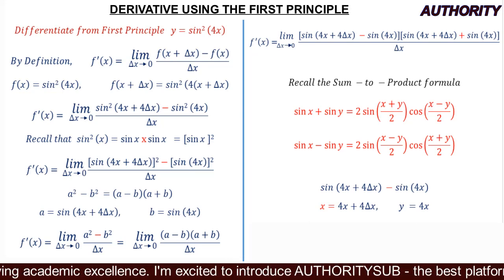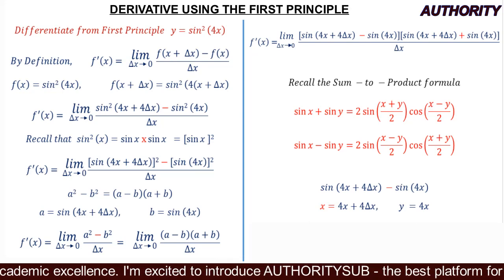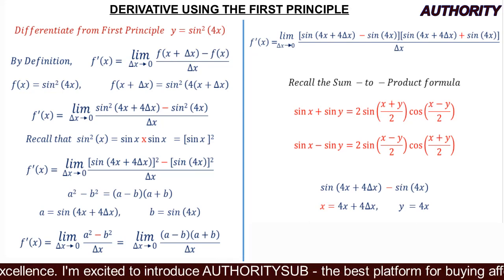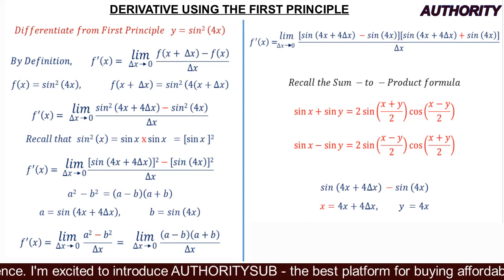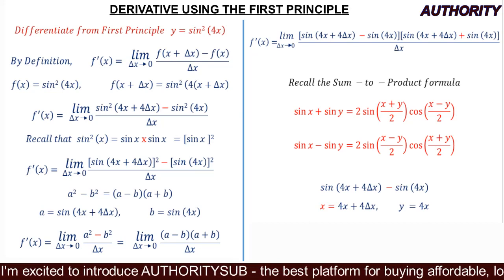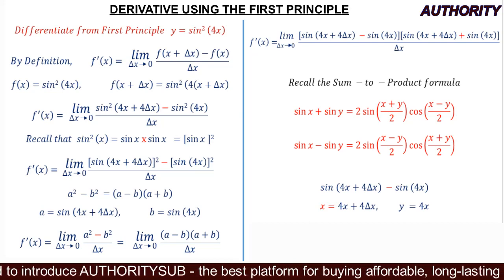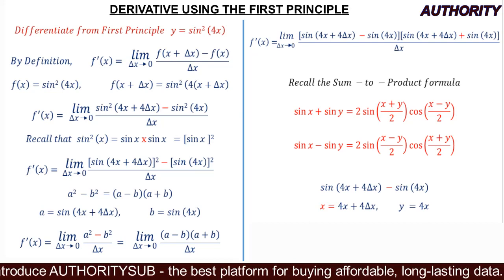And then here we have sine 4x, so 4x is going to be our y, so that it will correspond with this formula we are bringing from trigonometry. Are we together? I don't know if you understand this. It's very simple, please. Good.